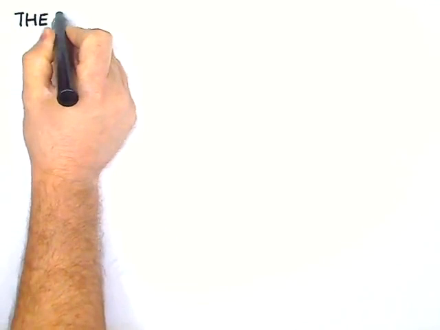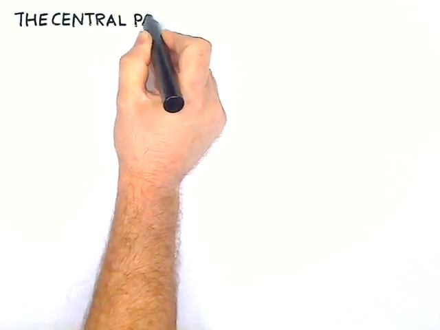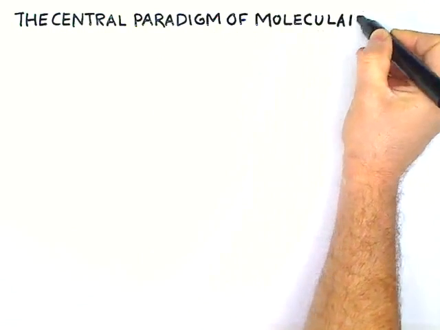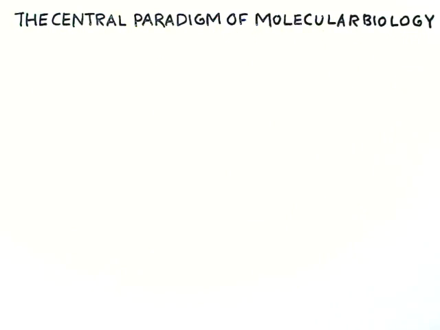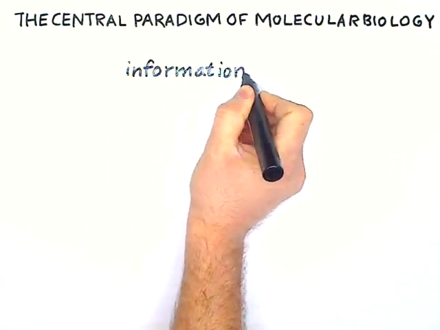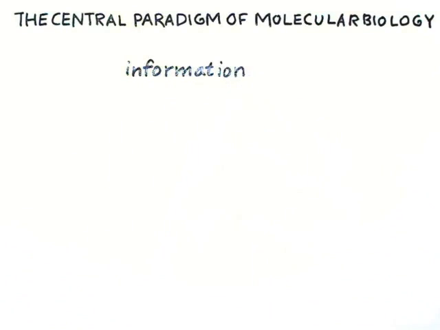What Gene discovered while spying on Joe's pizzeria is the very foundation of life sciences, the central paradigm of molecular biology. It's simple. It first states that every living organism contains information that defines what it is and what it can do. This information is stable and inheritable.